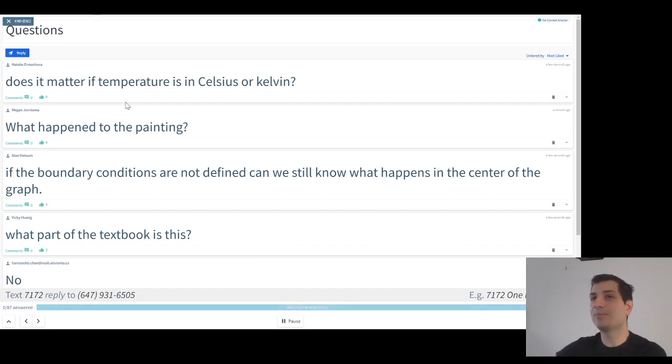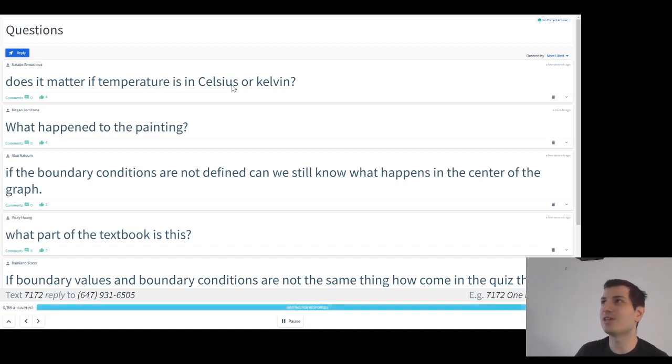Does it matter if the temperature is Celsius or Kelvin? That is a great question. What's the difference between Celsius and Kelvin? There is a shift there; you're adding on a constant. So the answer is, how does the equation behave when you add a constant to it?